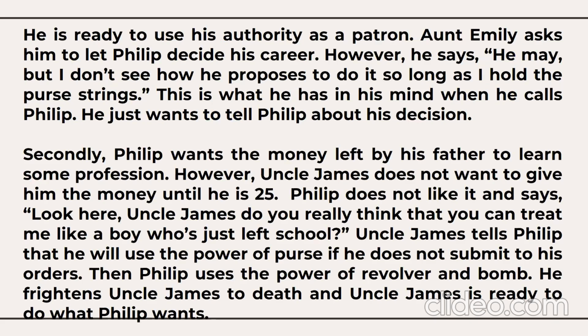Secondly, Philip wants the money left by his father to learn some profession. However, Uncle James doesn't want to give him the money until he is 25. Philip does not like it and he says, "Look here, Uncle James, do you really think that you can treat me like a boy who just left school?" Uncle James tells Philip that he will use the power of the purse if he does not submit to his orders. Then Philip uses the power of the revolver and bomb. He frightens Uncle James to death, and Uncle James is ready to do what Philip wants.